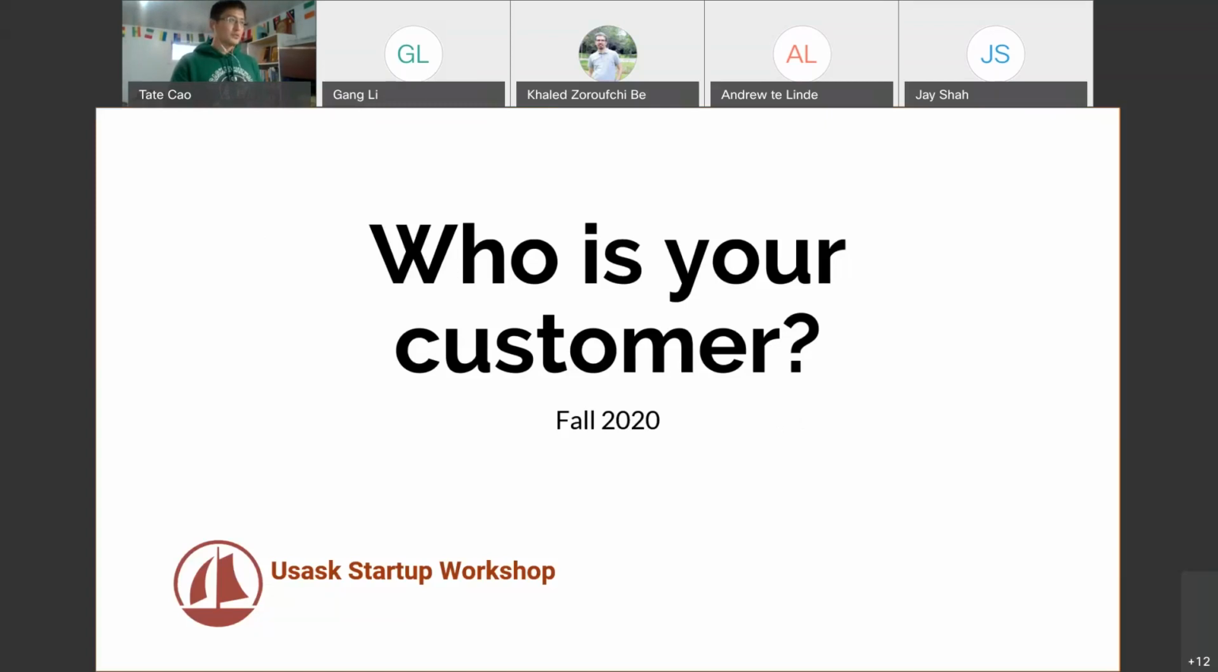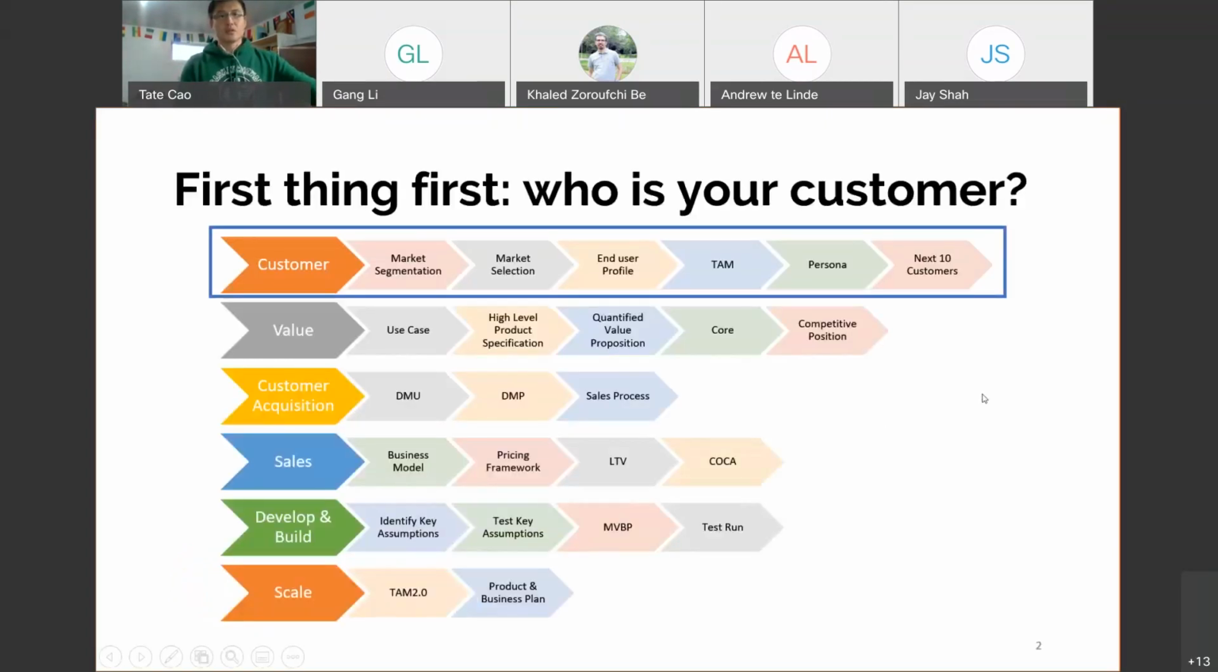I'm going to try to make this a bit more like a workshop rather than a lecture. So we'll have some interactions as well. So here's first thing first, we want to understand who's your customer. And at this stage, in order to understand who's your customer, you need to do a lot of research. We might actually need to do market segmentation. So you need to understand how to do that.